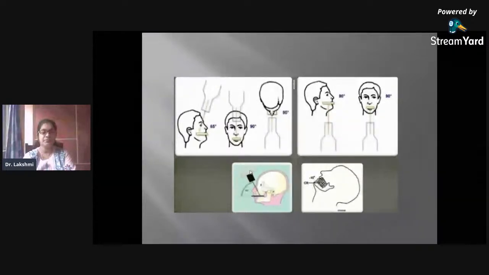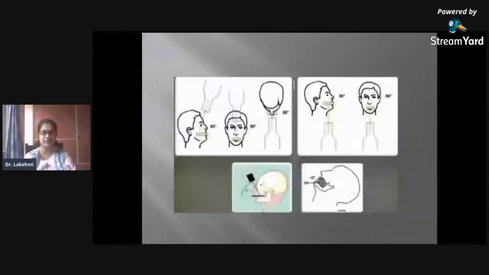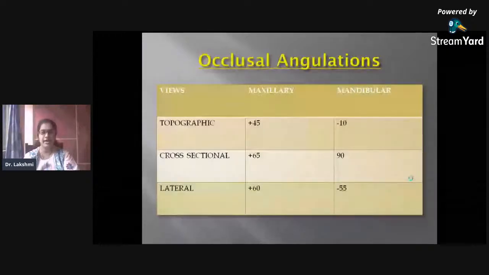And the sagittal plane is perpendicular to the floor. The angulation is formed here. Whereas this is a mandibular projection, okay? The patient's head is pushed back further. So occlusal angulations are, for topographic, maxilla plus 45, mandibular minus 10, cross-sectional plus 65, 90 degrees. Lateral plus 60, minus 55. You can note down all this.